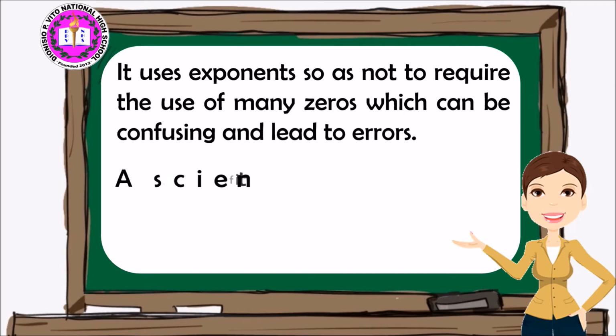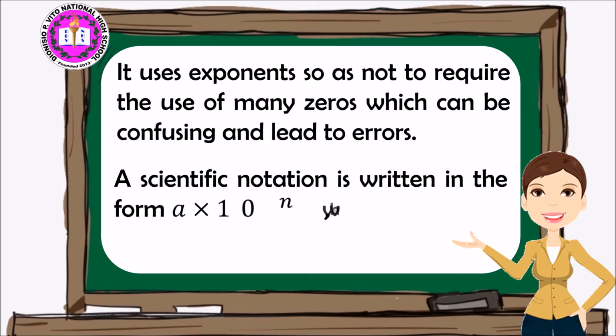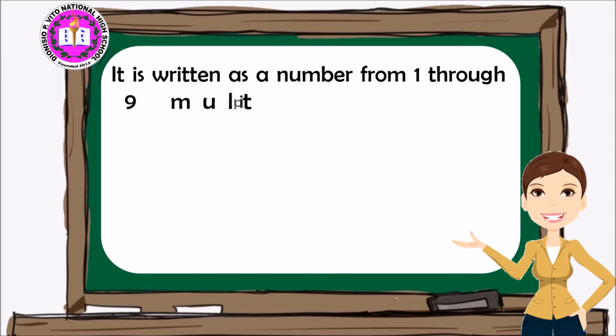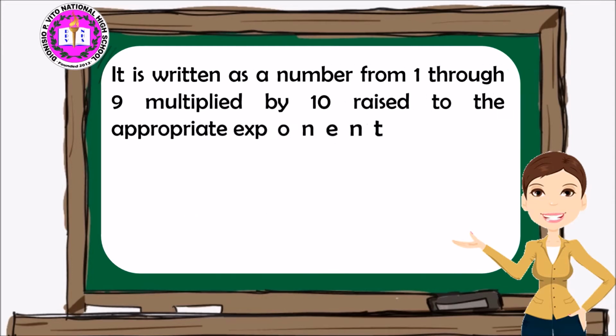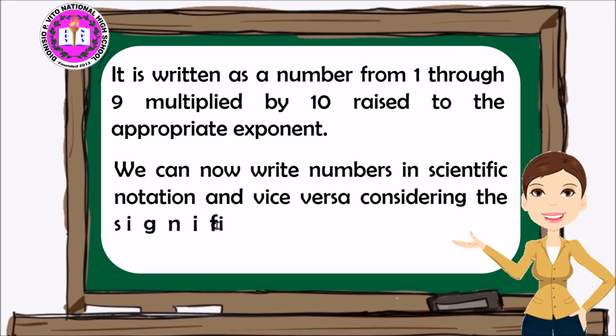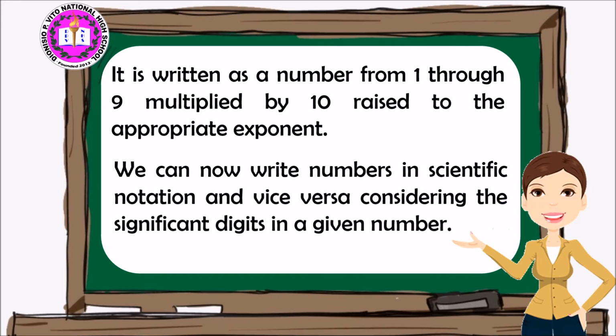to errors. A scientific notation is written in the form a times 10 raised to n, where a is greater than or equal to 1 but less than 10. It is written as a number from 1 through 9 multiplied by 10 raised to the appropriate exponent. We can now write numbers in scientific notation and vice versa, considering the significant digits in a given number.